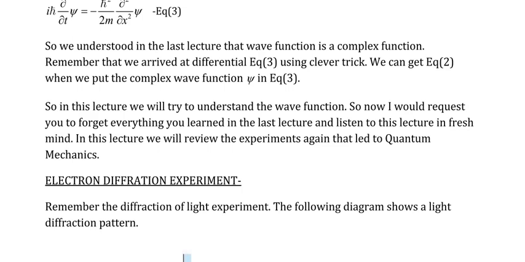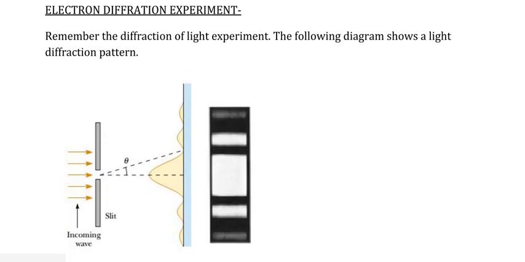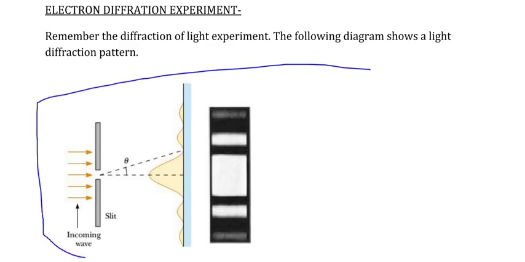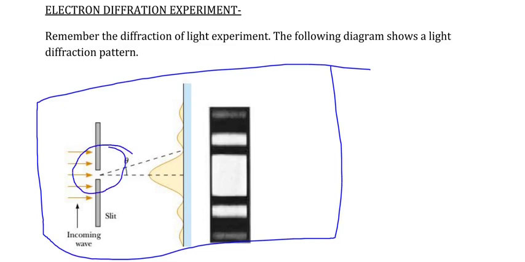Just forget what you have learned from me till now, and please watch this lecture from now on with a fresh mind. What we are going to do is look at the experiments again with a bit of mathematical touch that led to quantum mechanics. This particular experiment here is the experiment for diffraction pattern of light. So what happens here? When you pass the light through a particular slit, you get a diffraction pattern here.